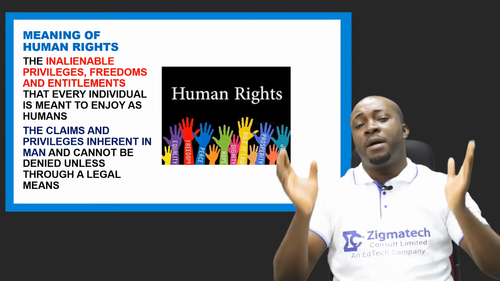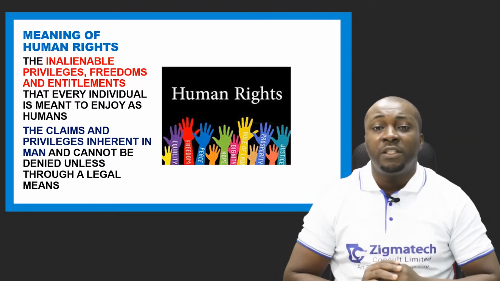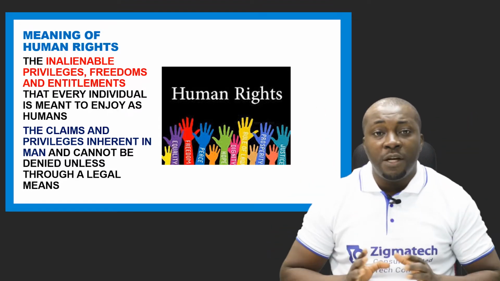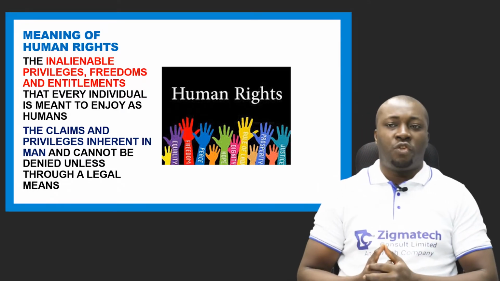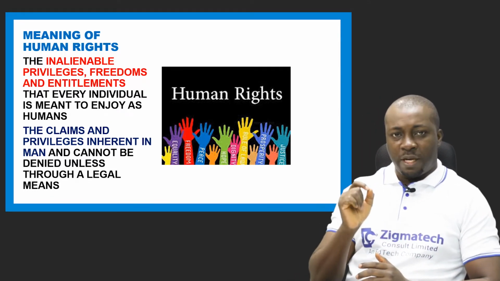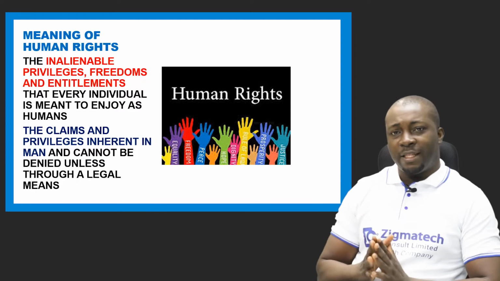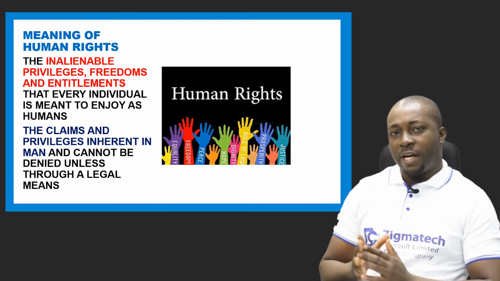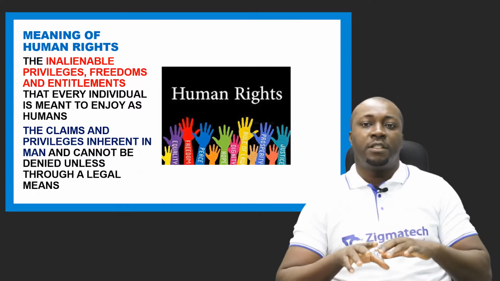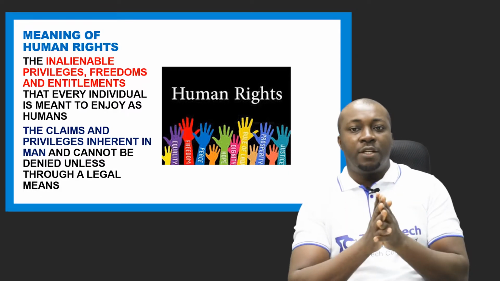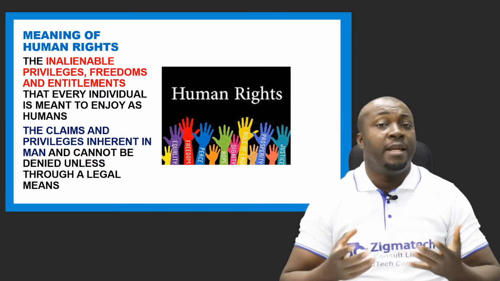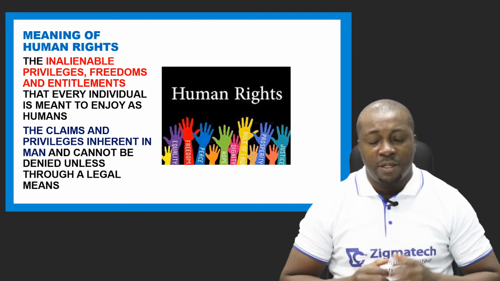Now, as a human person, you have privileges, liberties, freedoms that we refer to as human rights. So when we say human rights, there are terms that we use to describe them. One, privileges, freedoms, entitlements, claims, and liberties that you have as humans.